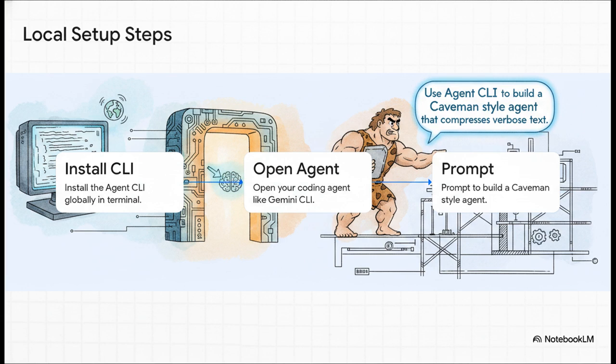First, install the Agent CLI globally. Second, open your coding agent. And third, just prompt it. Tell it, use Agent CLI to build a caveman-style agent that compresses verbose text. And boom, that's the whole shebang. The CLI completely scaffolds all the files, directories, and environments for you automatically.